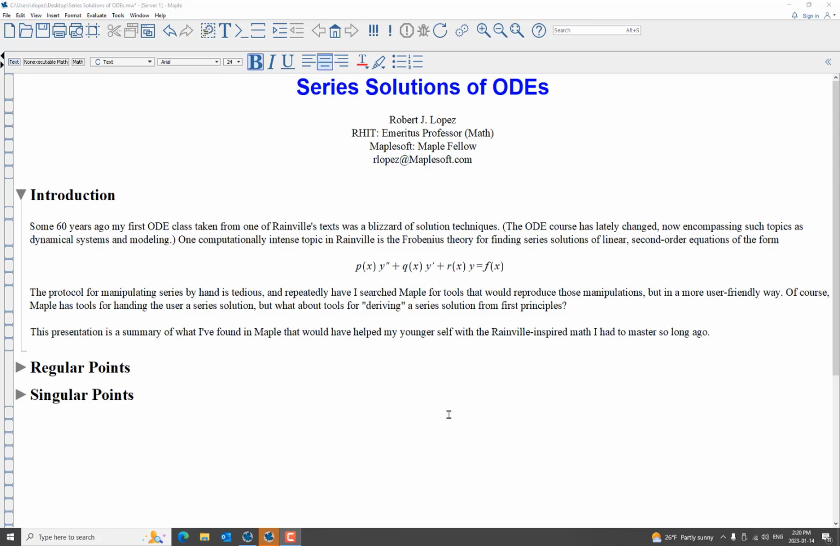homogeneous or inhomogeneous. A lot of tedious manipulations on series. Some turn out to be Taylor series, some turn out to be more generalized series. And I kept looking over the years for Maple tools that would implement some of those manipulations, but in a more user-friendly way than you do by hand.